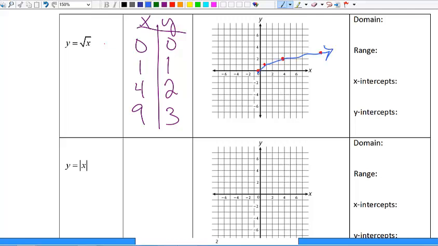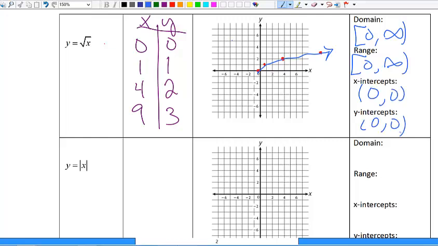Okay. Now for the domain, we get some slightly different numbers here. We start at 0, so we're going to include that, and there's no restriction on the positive side of the x-axis, so it's bracket 0 to infinity. And then the same thing for the range. As far as intercepts go, they both cross at the origin, so we don't worry about that.